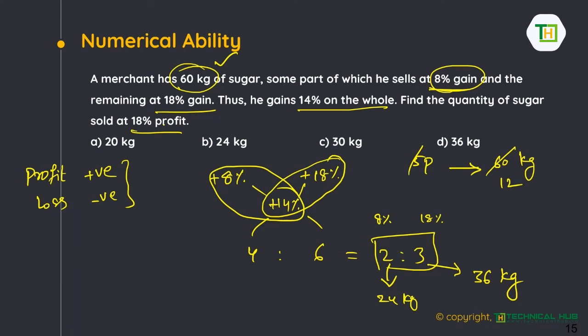Here, the question he is asking is, how much quantity? Find the quantity of sugar which is sold at 18% profit. For 18% profit, 36 kgs are sold. That is the answer, option D. Whereas for 8% profit, 24 kgs. Suppose the question is asked regarding 8%, 24 is the answer. 18%, 36 is the answer. Option D.